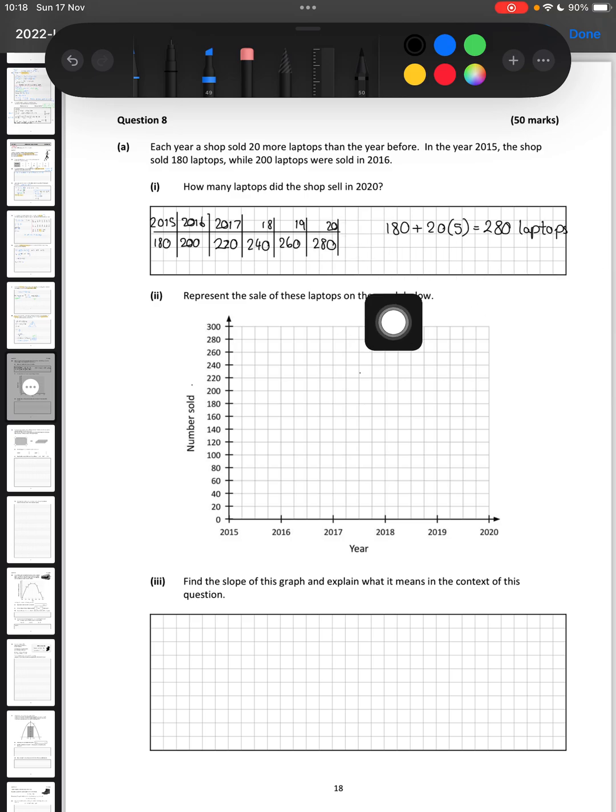Okay, here remember you haven't actually given your full answer when you've completed this table. Okay, you need to write your conclusion, what you're concluding from getting that on the table. So in 2020, 280 laptops were sold.